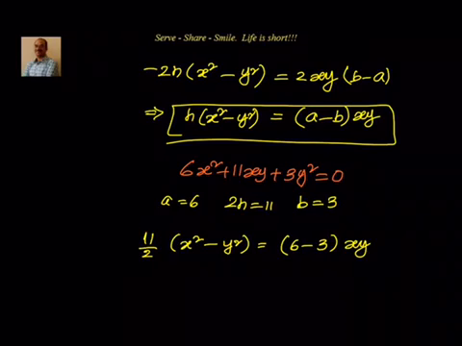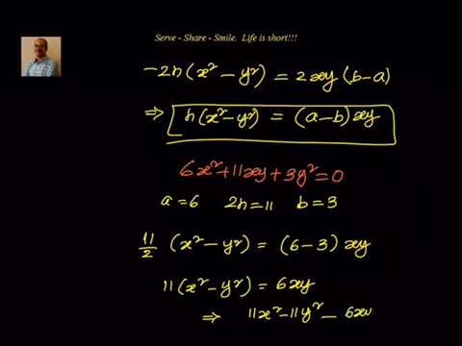So the last step will be, we just simplify this. We get 11 into (x square minus y square) is equal to 2 into 3 is 6xy, or can I write it as 11x square minus 11y square minus 6xy equal to 0. So we have 6x square plus 11xy plus 3y square equal to 0, a equal to 6, 2h equal to 11, b equal to 3. Substituting in the formula, we get 11x square minus 11y square minus 6xy equal to 0.